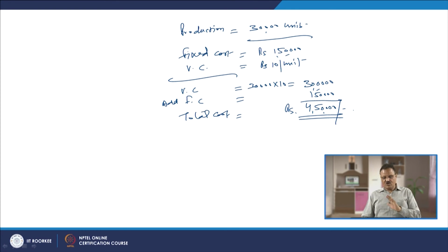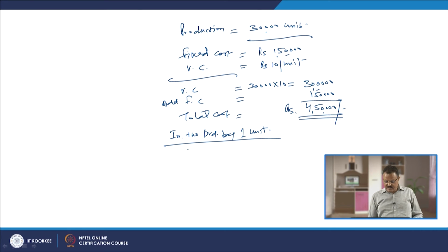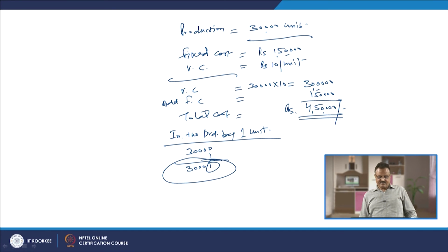That means the cost which changes by increase or decrease in the production by even 1 unit. Now what we do is we increase the production by 1 unit. Now how much are we producing? Earlier we were producing how many units? 30,000. How much are we producing now? It is 30,001. This is the total number, and this unit we have increased by 1.